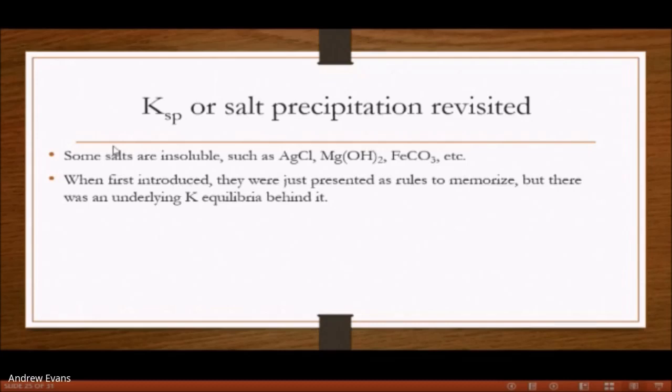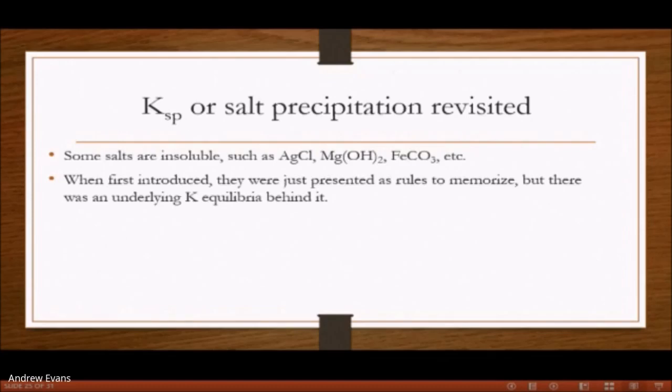So, the last major topic to talk about is Ksp. When we talked about the Ka, it was the K of the acid dissociation. Well, the Ksp is the K of salt precipitation, or the solubility product. It's probably the more common term.